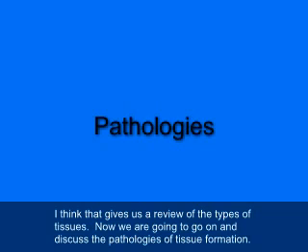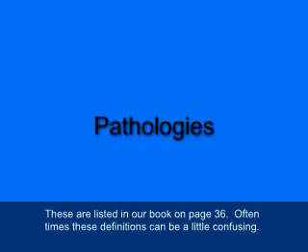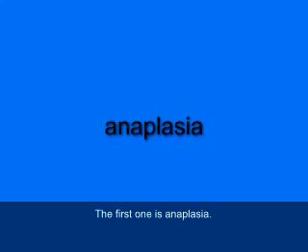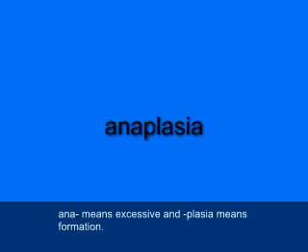Okay, I think that gives us a review of the types of tissues. And now we're going to go on and discuss the pathologies of tissue formation. These are listed in our book on page 36. And oftentimes these definitions can be a little confusing, and I'm going to attempt to clarify them for you, and then we'll do some practice. The first one is anaplasia, A-N-A-P-L-A-S-I-A. Ana means excessive, and plasia means formation.